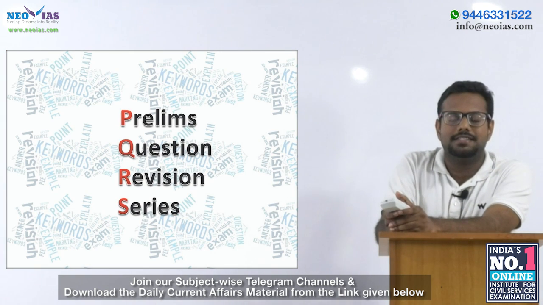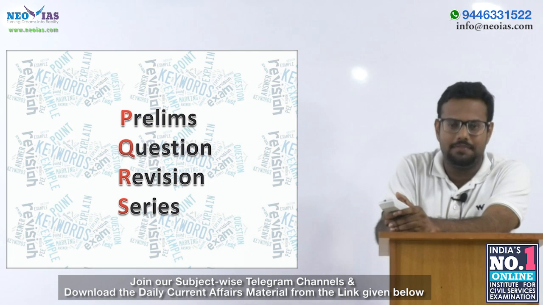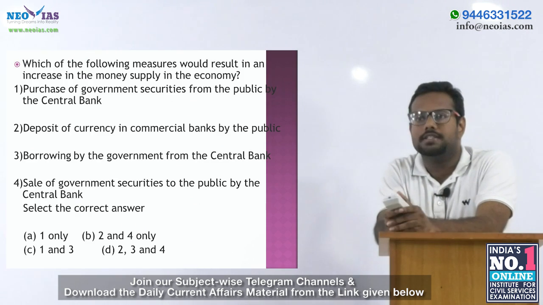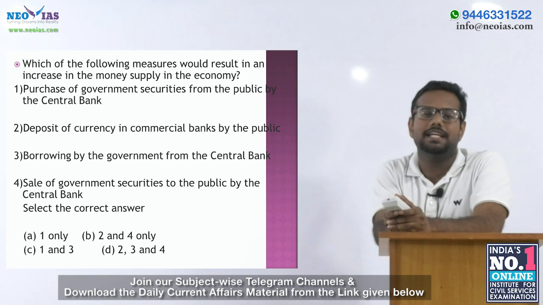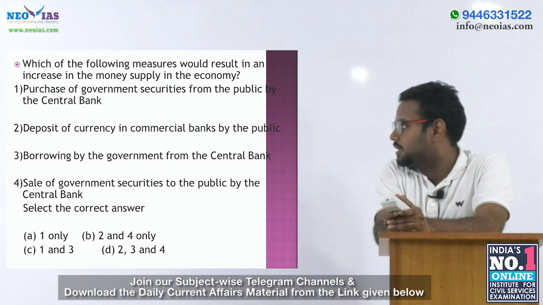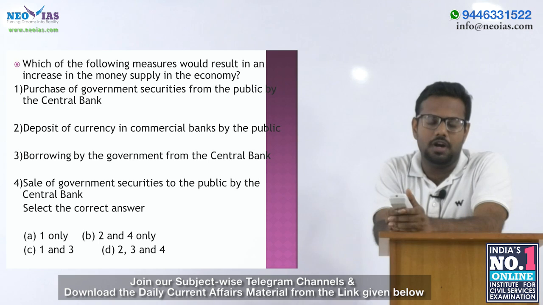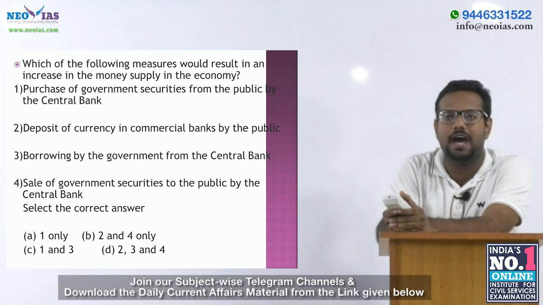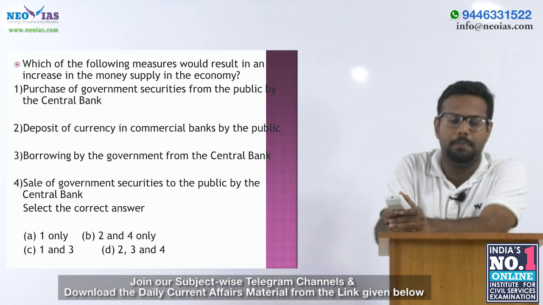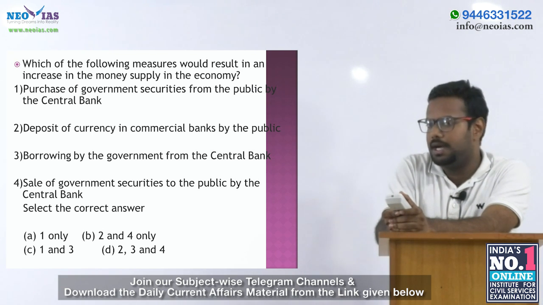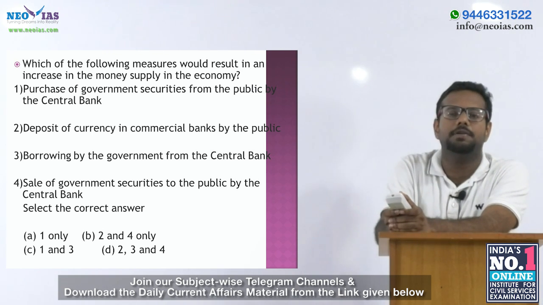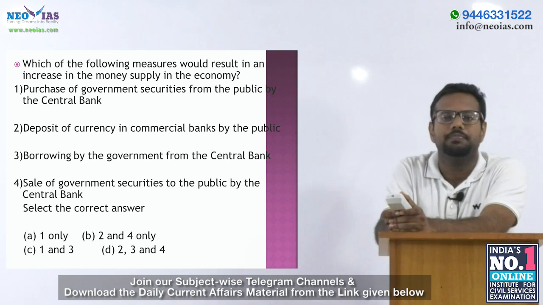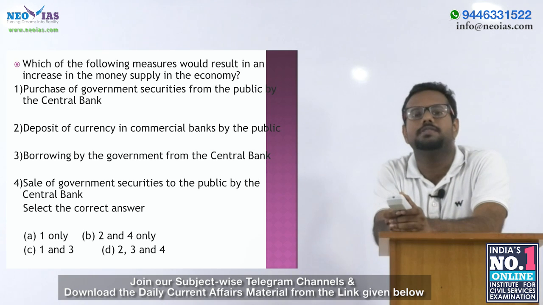Okay, our next session is the PQRS, and we have a question from 2012 prelims. Which of the following measures would result in an increase in money supply in the economy? Statement 1. Purchase of government securities from the public by the central bank. Statement 2. Deposit of currency in commercial banks by the public. Statement 3. Borrowing by the government from the central bank. Statement 4. Sale of government securities to the public by the central bank. Select the correct answer using the codes below.